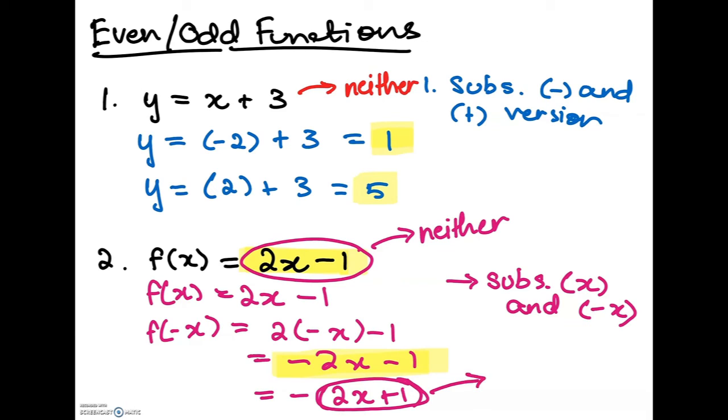But let's say our final answer was negative 2x minus 1. Well, in that case, it would be odd, right? Because 2x minus 1 and 2x minus 1 are the same. But in this case, it's positive, and in this case, it's negative. So in that case, it would be odd. It's just a little thing to look out for when you're working with even or odd functions. But in this case, the function is neither even nor odd.